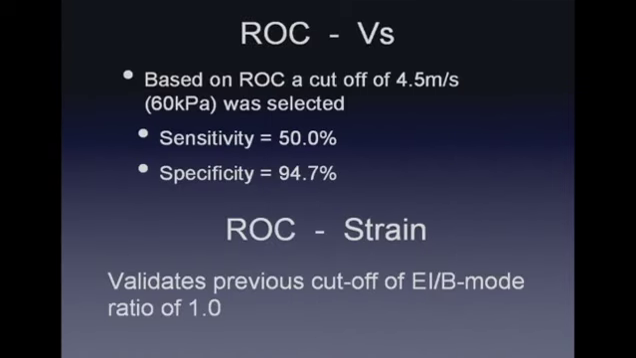So based on our ROC curves, in terms of the shear wave imaging, we chose a cutoff point of 4.5 meters per second or 60 kilopascals as the best cutoff. And again, without the use of the quality map, that gave us a sensitivity of 50% and a specificity of 95%. Looking at the ROC curves on strain imaging, again, our results validate our previously reported cutoff of equal to or greater than 1 as being malignant.